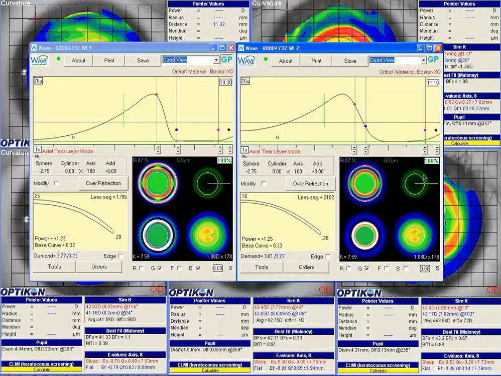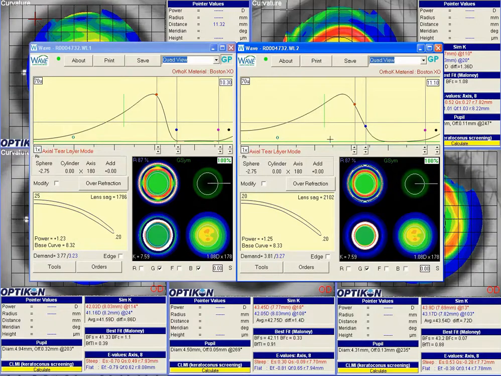The next thing I want to do is double check my meridians and make sure that they are pretty uniform, and it looks like they are. Sometimes when we make changes, the power gets kind of funny in certain meridians and we have to touch that up. In this case, it doesn't look like we have to do that. Don't forget to reset center thickness to whatever your preference is.